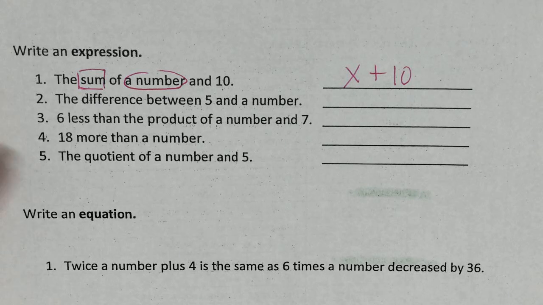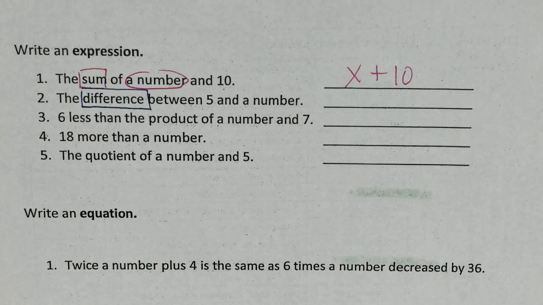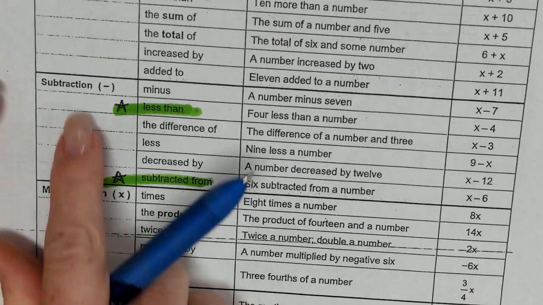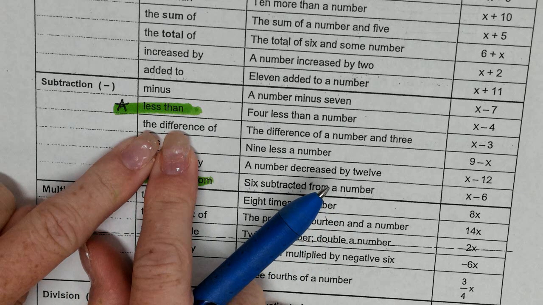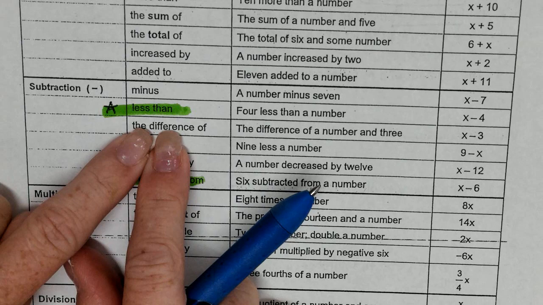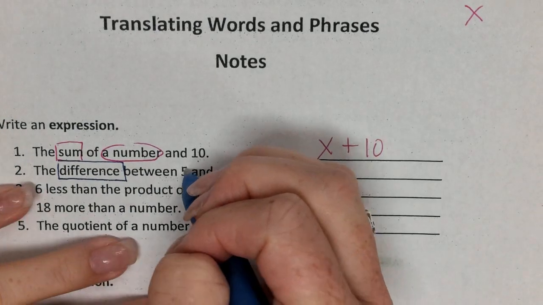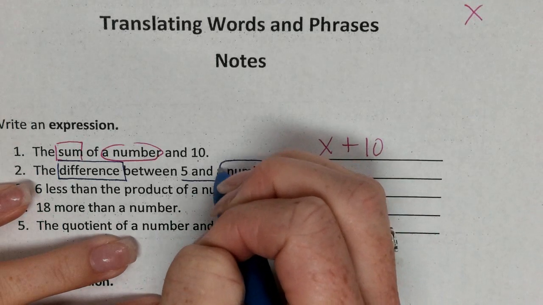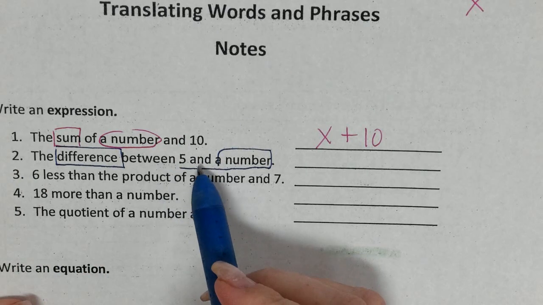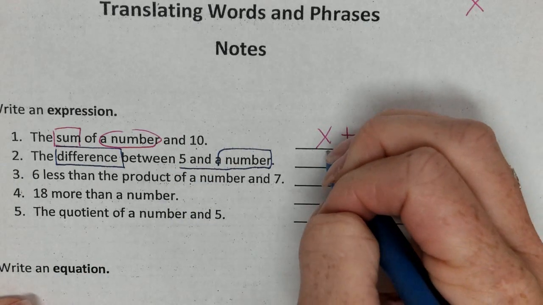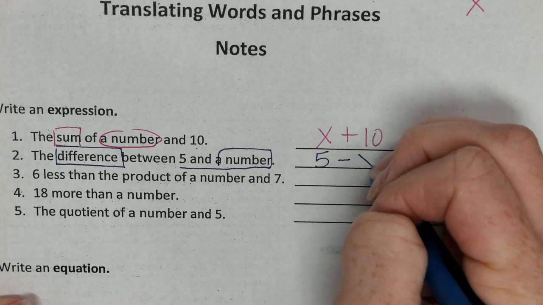All right, next one. The difference. What is difference? Subtract. If I don't know, I flip back here. I find difference. It's right here. Is it highlighted? Nope. Difference is not highlighted, guys, so I'm just going to go from left to right, okay? The difference between 5 and a number. What did we say a number is? But we're going to go from left to right. So 5, somebody write it for me. The difference, minus x.